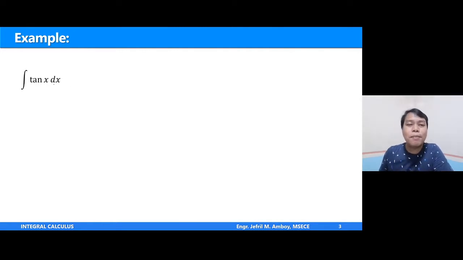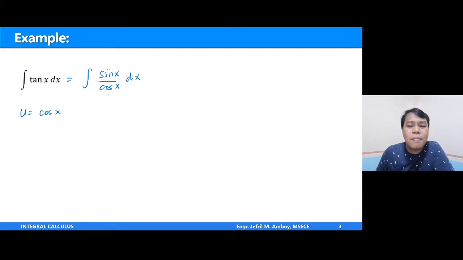Tangent naman. So, parang ganun din yung gagawin natin. We express tangent in terms of sine and cosine. So, this will be the integral of sine x divided by cosine x dx. So, dyan ang gagawin natin na u is yung denominator, of course. Let u be equal to cosine x.